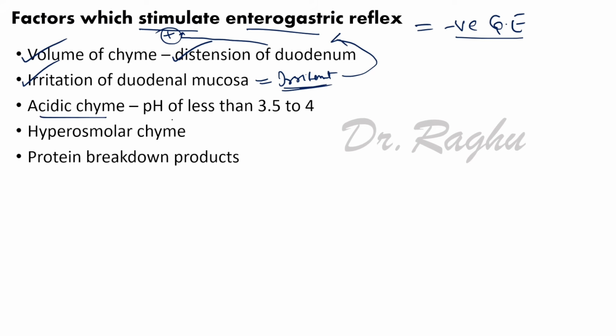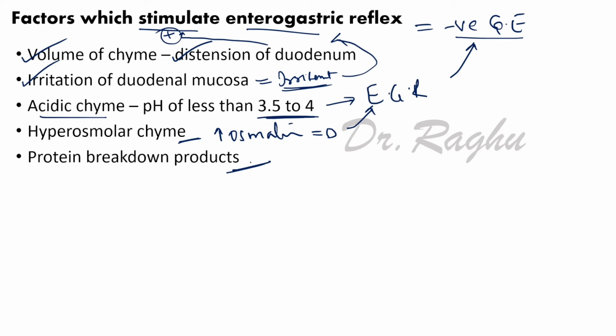Acidic chyme, whenever the pH of the chyme is less than 3.5 to 4, even that is going to cause stimulation of the enterogastric reflex, and that is again going to inhibit the gastric emptying. Hyperosmolar chyme, a chyme with more osmolarity, if it has entered into the duodenum, again there is going to be stimulation of the enterogastric reflex, which is going to inhibit the gastric emptying. And last but not the least is the protein breakdown products. More amount of protein has entered into the duodenum. Even this is going to cause the stimulation of the enterogastric reflex and hence inhibit the gastric emptying.